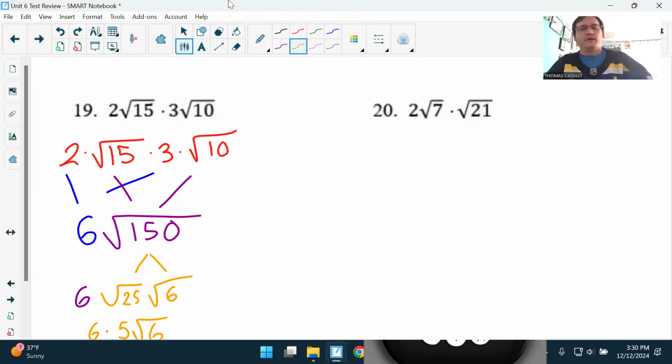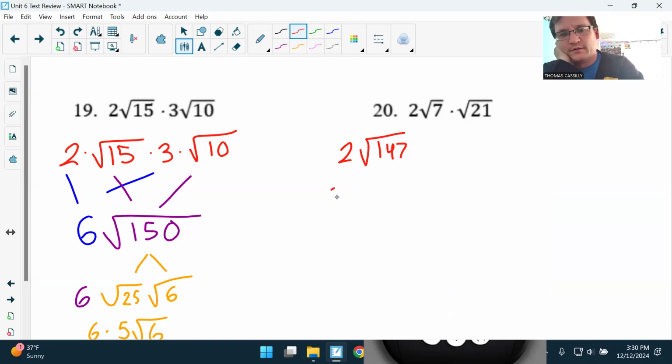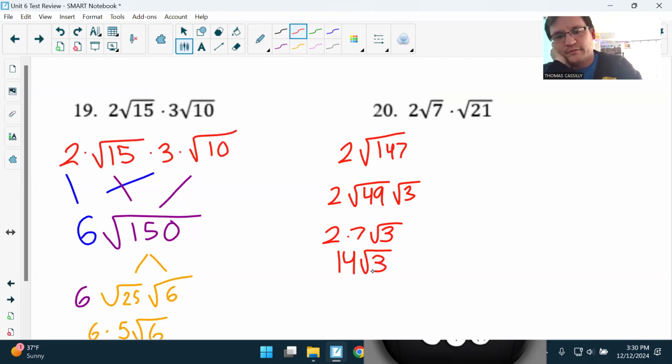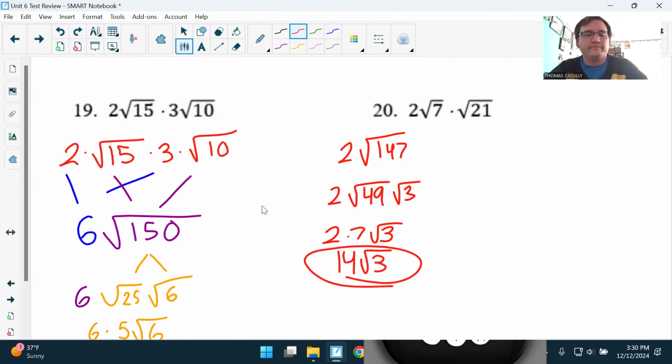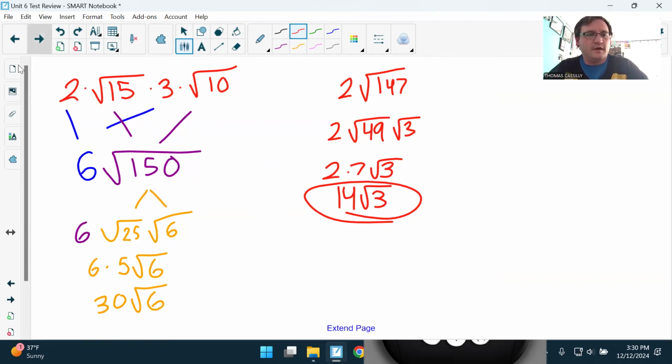All right. Next one. I got 2 times 7 times 21. I don't know what that is. It's 147. All right. Let's see here. What can I divide these by? I can do a 49. And I want to say a 3. All right, so this gives me 2 times the normal 7 times the square root of 3, or 14 square root 3. All right, and that's your final answer. All right, next one.